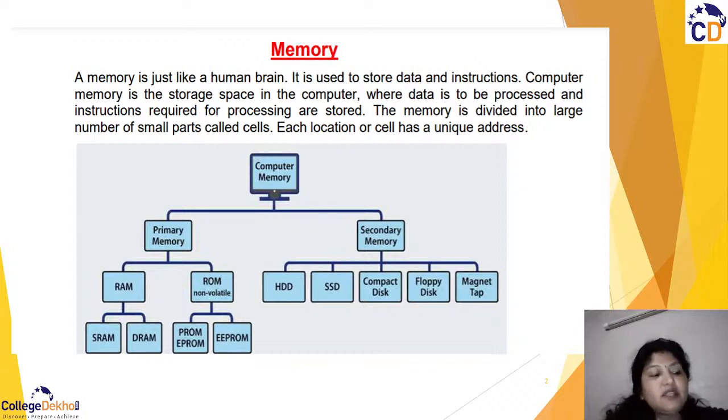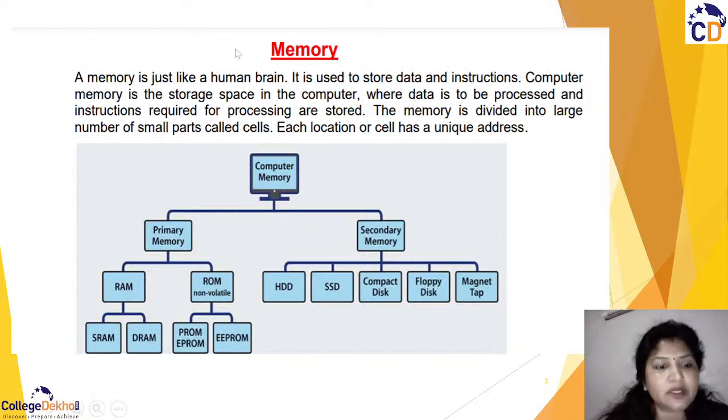The memory is basically divided into a large number of small parts called cells. Like we have neurons, it has cells. Neurons get activated, but in our memory we have small parts called cells. Each location or cell has a unique address. You can store your data, you can send your data, you can process some data according to that.